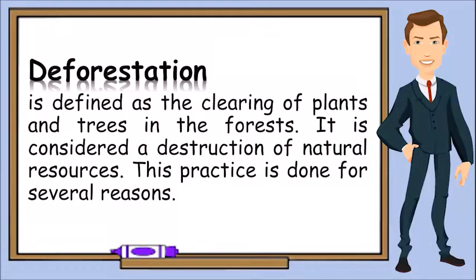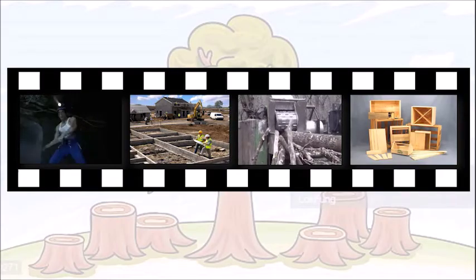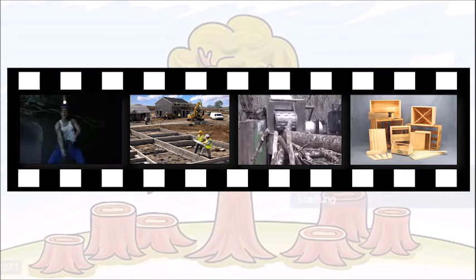Deforestation is defined as the clearing of plants and trees in the forest. It is considered a destruction of natural resources. This practice is done for several reasons. People clear forests for mining purposes. Deforestation is used so that land may be utilized for commercial or residential purposes. And people cut down trees to produce wood materials used to make different products.